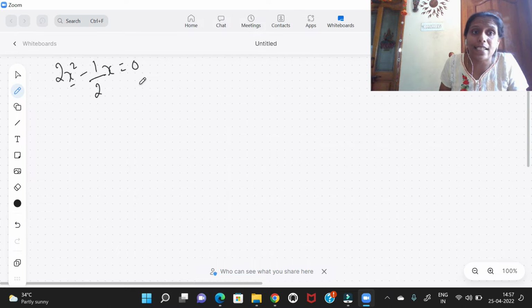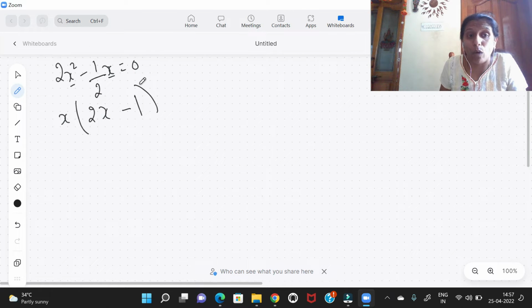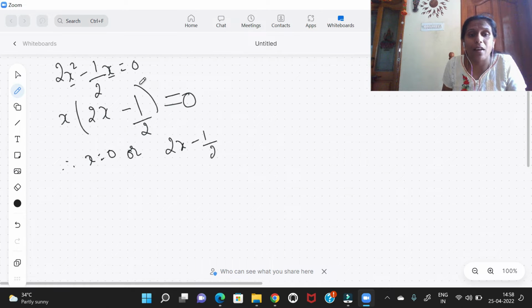We'll take x itself out because on the numerator side, the x is common. Now I took 1x out. When 1x is out in the first term, 2x square, what are we left with? 2 and x, correct? Minus, already 1x is out, what else is left? Minus 1. Then, is it like the whole thing divided by 2 or just 1 divided by 2? It is 1 divided by 2 is equal to 0. So, therefore, x is equal to 0, or 2x minus half is equal to 0.